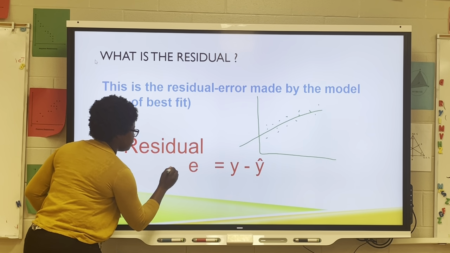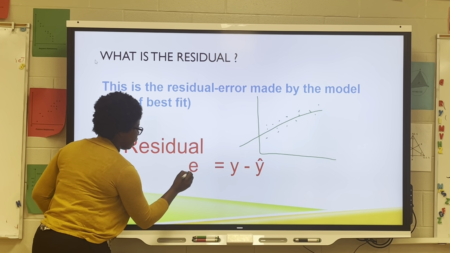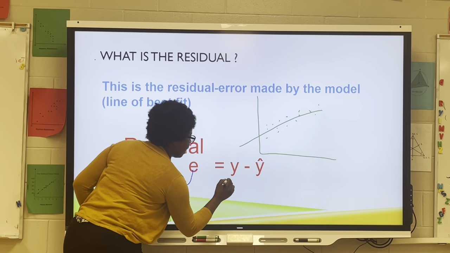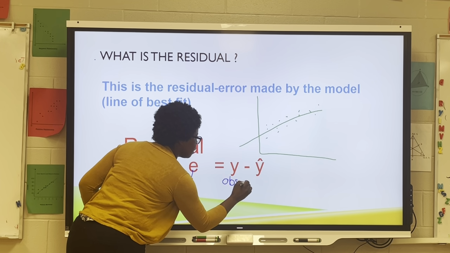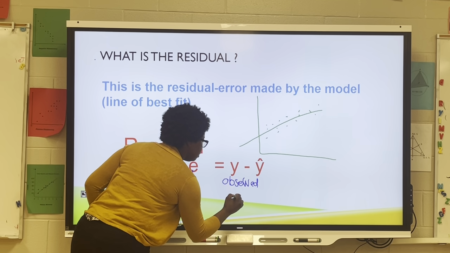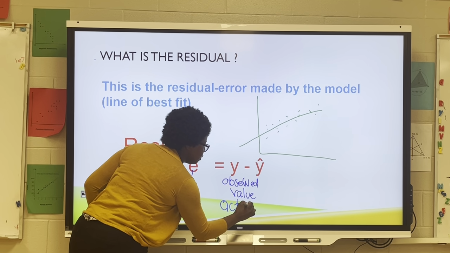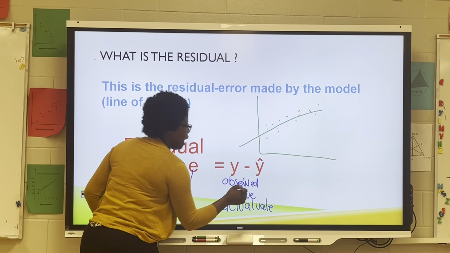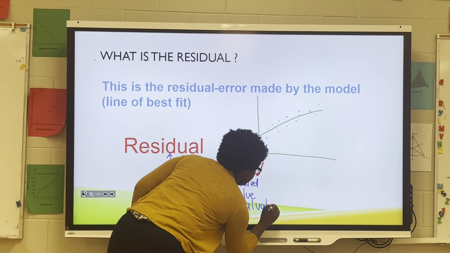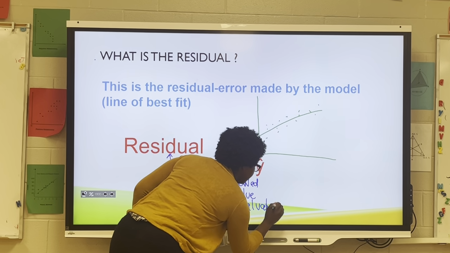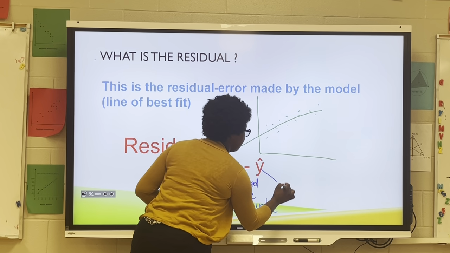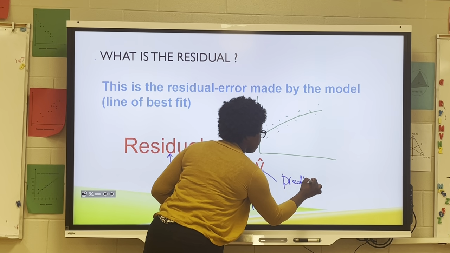To calculate your residual, it's denoted by the letter e, and it's equal to y minus y hat, where e is your residual, y is your observed value. Some persons here say the actual value. And y hat is going to be your predicted value.